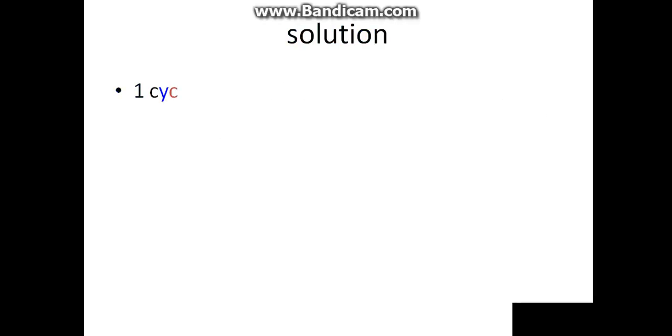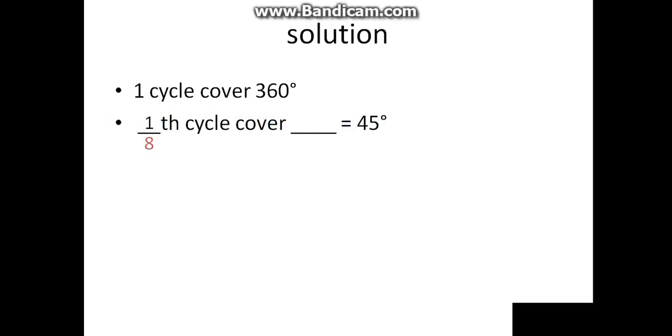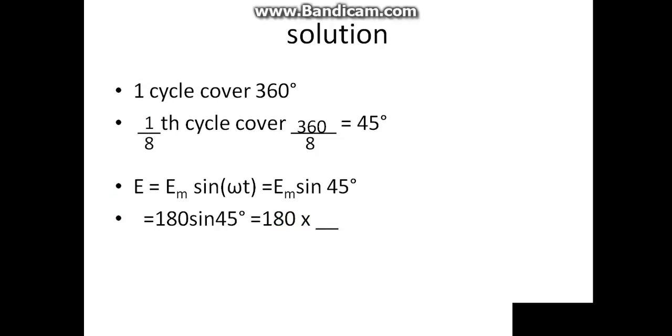Solution: 1 circle covers 360 degrees. 1 over 8 circle covers 360 over 8, which equals 45 degrees. Capital E equals capital Em sin omega t, which equals Em sin 45, which equals 180 sin 45, which equals 180 times 1 over square root of 2, which gives us 90 square root of 2 volts.